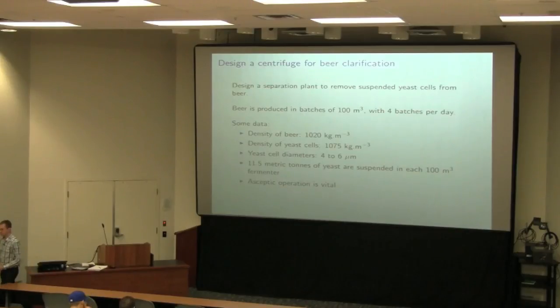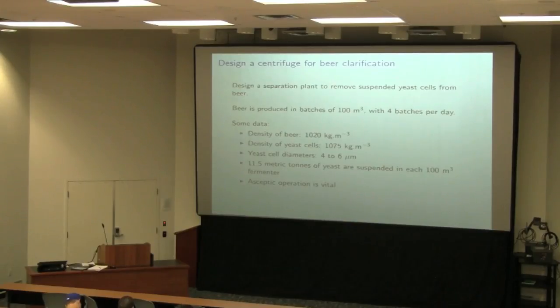Okay, so let's work on this problem for a few minutes, actually for the rest of the class. The idea here is we're going to design a separator for this clarification, and you can be fairly creative with this answer. In fact, there's no one correct way of doing it, which is what design is usually. There is no right answer. There's a multitude of answers. So here we've got a company that's producing beer in batches of 100 meters cubed in a large fermenter, and they have 4 such batches per day that need clarification.